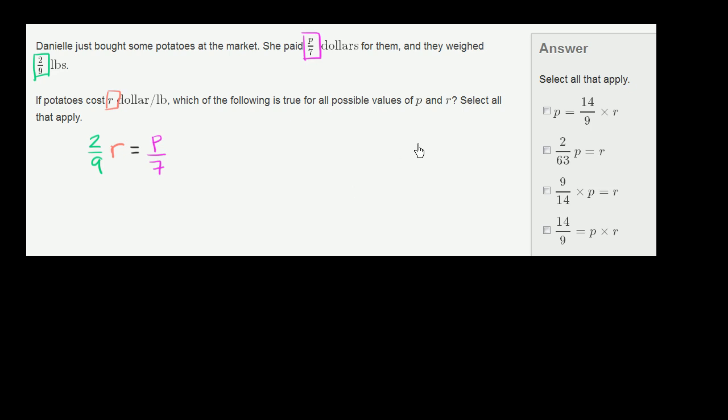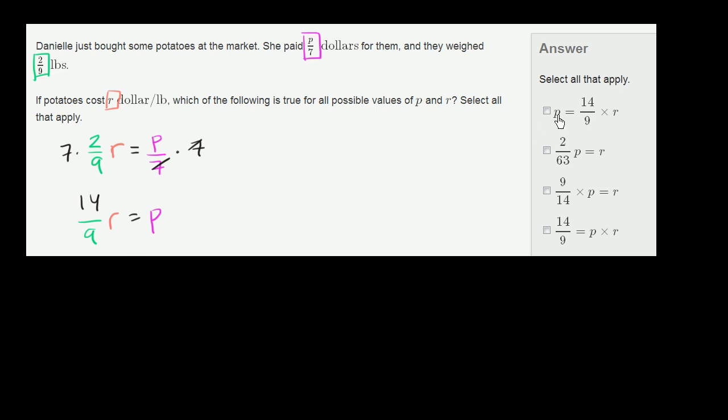And maybe the first thing I'll see is maybe let me try to solve for P and see what I get. So to solve for P, I would multiply both sides of this equation by 7. So let's do that. Let's multiply both sides by 7. And so on the left-hand side, I would end up with 7 times 2 is 14. 14 over 9 R is equal to, well, that cancels with that, is equal to P.